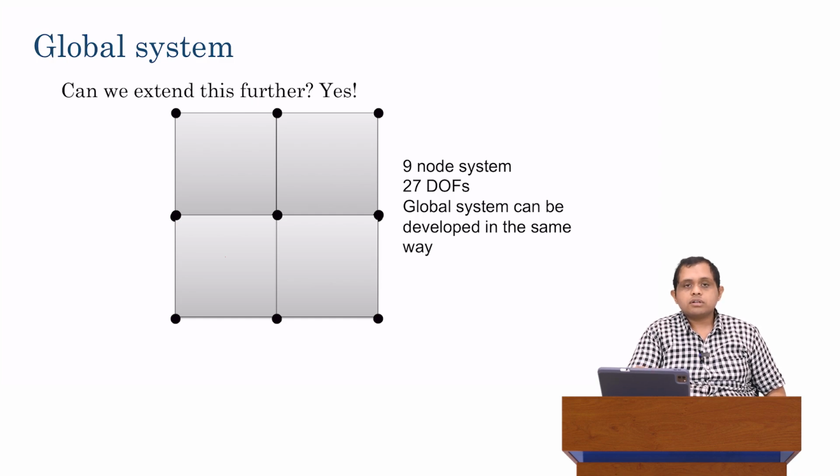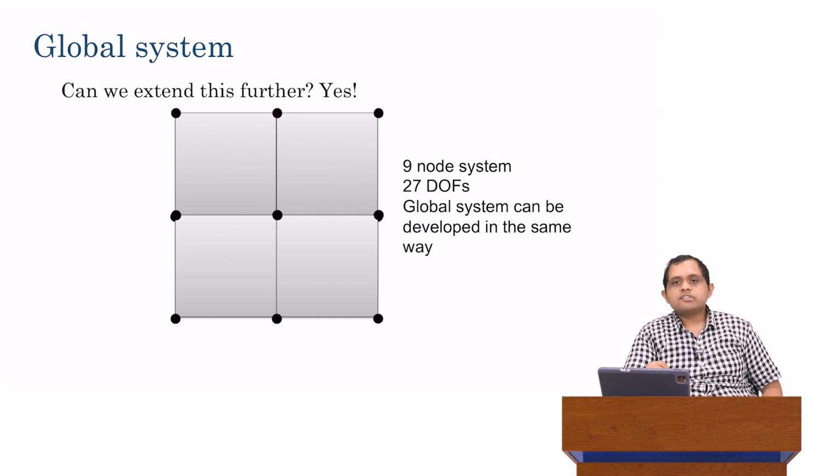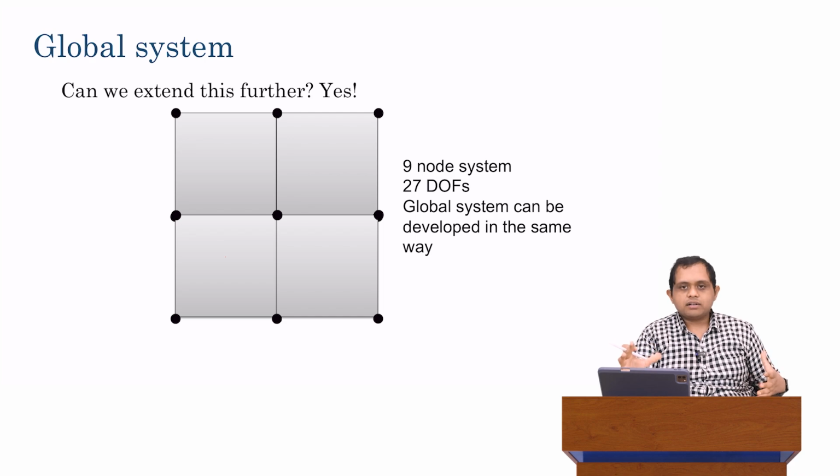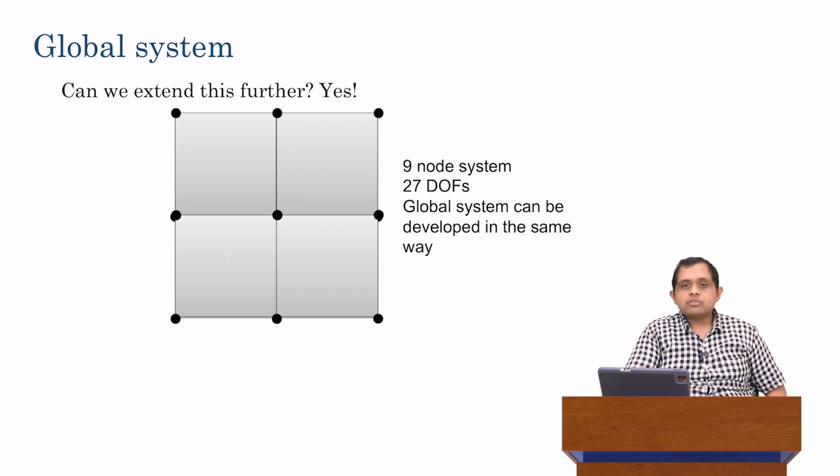Can we extend this further? Absolutely. So here I have a system where I actually took our plate, our slab, and I discretized it into 9 nodes. And each of those 9 nodes have now been collected into 4 elements. So our elements 1, 2, 3, 4. So now I have a 9-noded system. Each node has 3 degrees of freedom. So I have a 27 degree of freedom system.